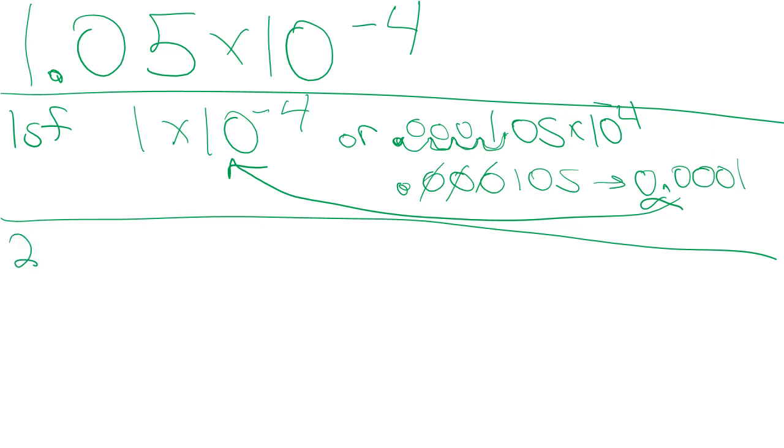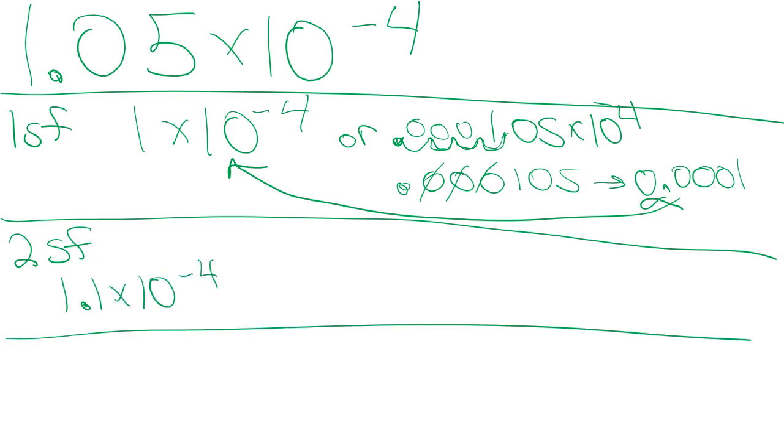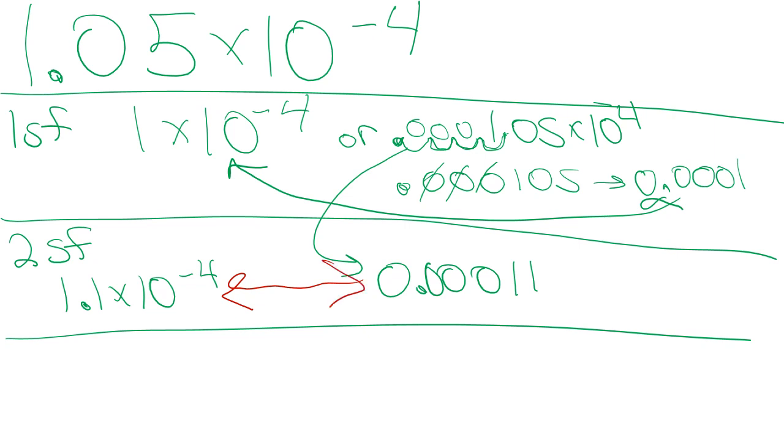If it's 2 sig figs, this would be 1.1 times 10 to the negative fourth. Or I could look at this number again. I have to round that to 2 sig figs, 0.0011. Oh, I missed a 0 there. 1, 2, 3, 4. And these two numbers, if I put them in the calculator, would be the same.